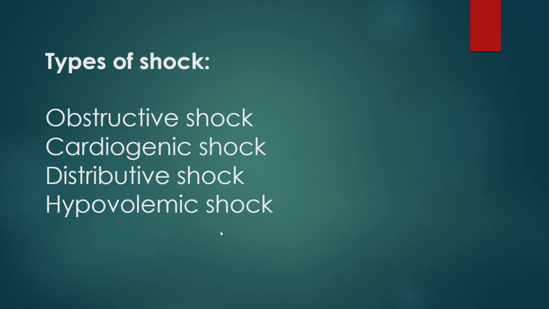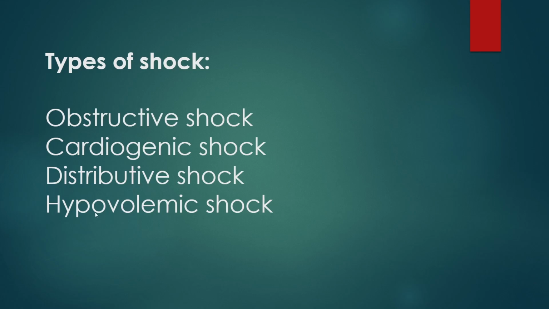Next, the third one, distributive shock. Distributive shock is also known as vasodilatory shock. It is one of the four broad classifications of disorders. It causes inadequate tissue perfusion. Whatever the supply is, it is interrupted. Decreased arterial blood flow to the extremities causes the distributive shock.